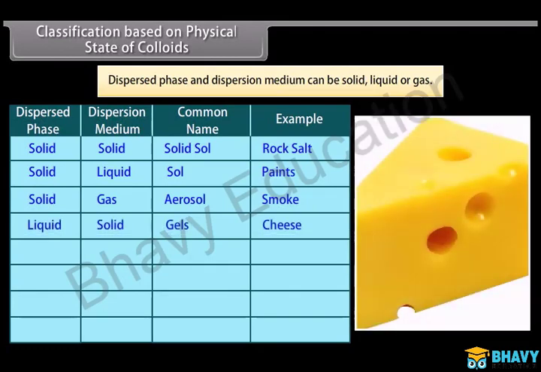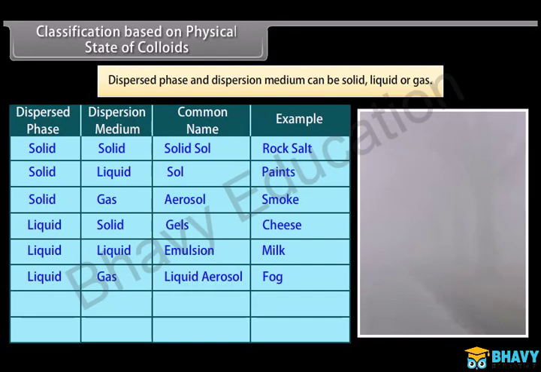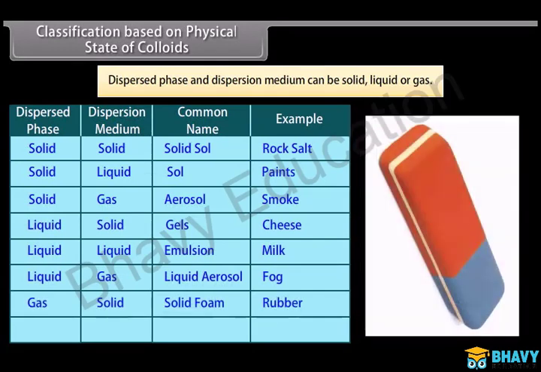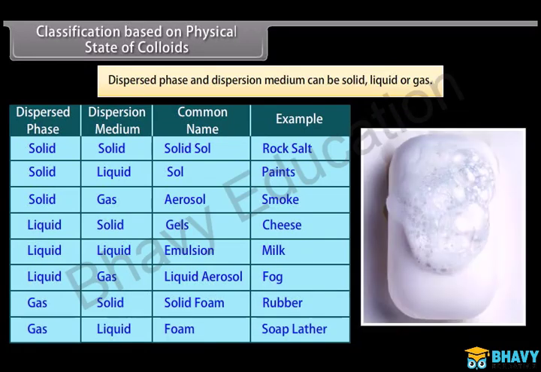Cheese is an example of gel. Milk is an example of emulsion. Fog is an example of liquid aerosol. Rubber is an example of solid foam. Soap lather is an example of foam.